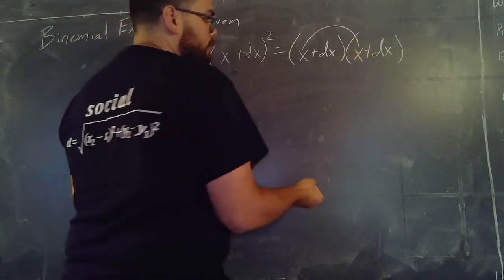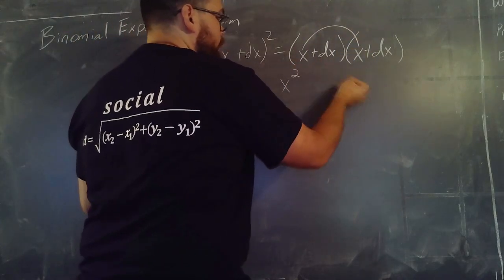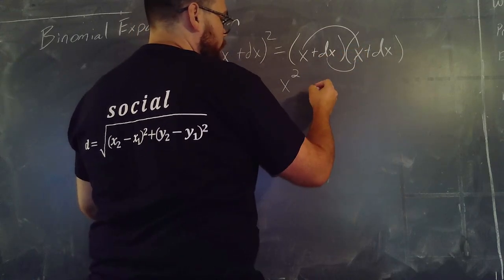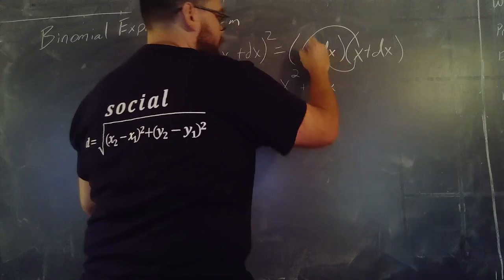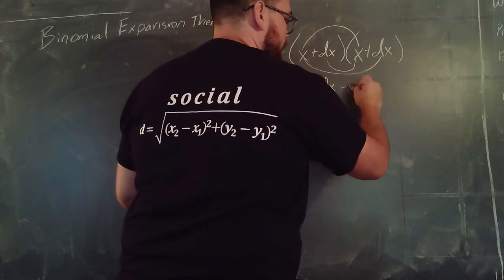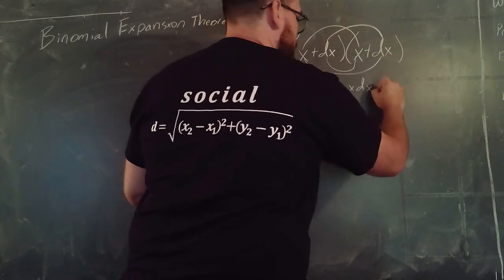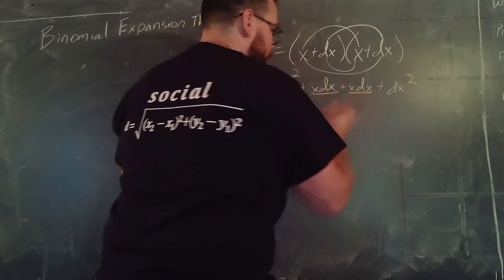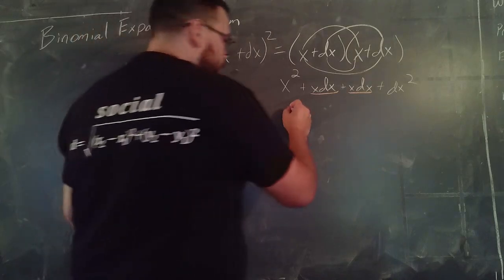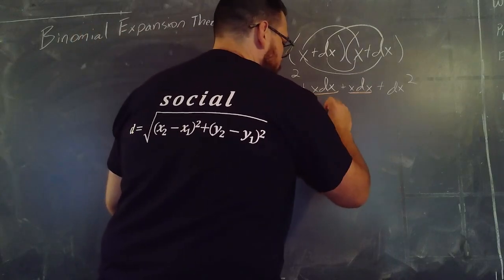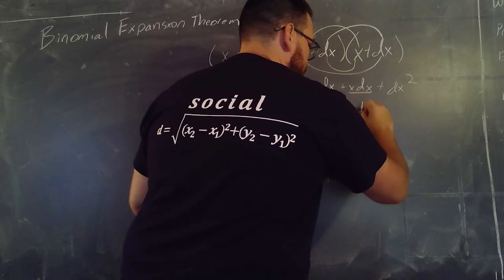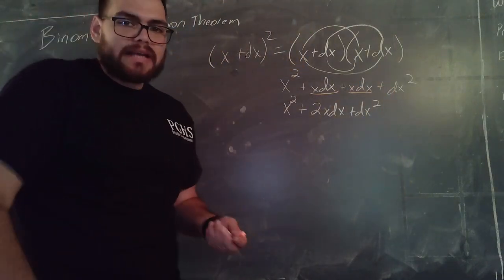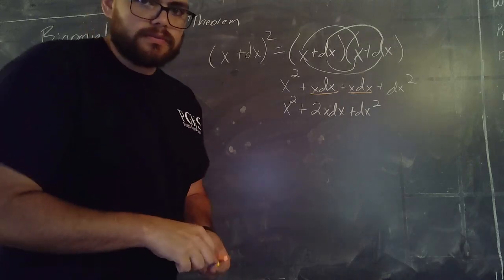You do the first two, you get x squared. You do the inside, which you get x dx. You do the outside, which you also get x dx. And then you do the last, which you get dx squared. And since those are the same, you can combine those and you get x squared plus 2x dx plus dx squared. Okay? And that's fast enough, but what if there was a third one?